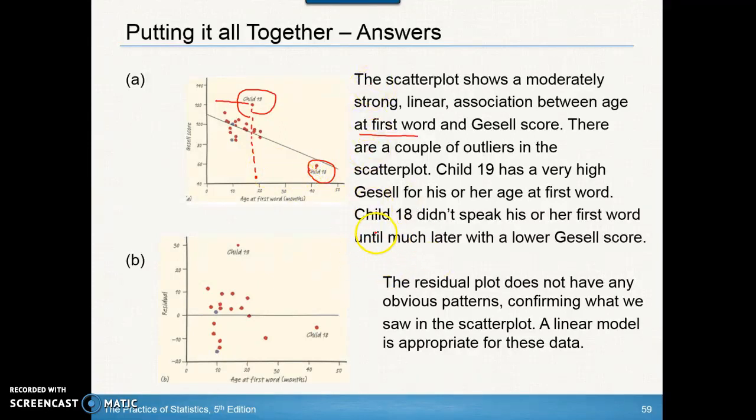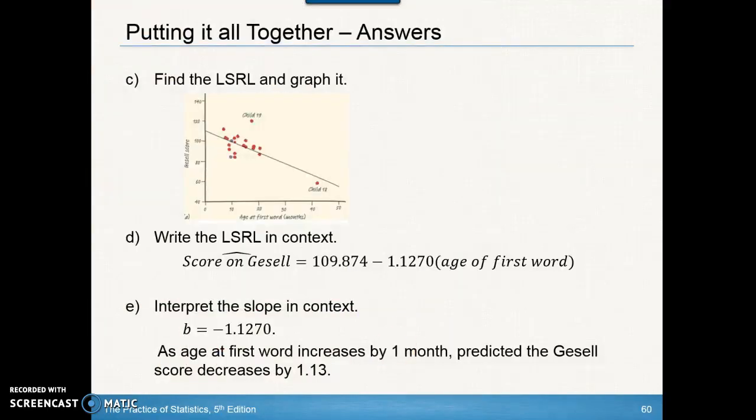The residual plot does not have any obvious patterns, confirming what we saw in our scatter plot. It looks linear, so a linear model is appropriate. Now, let's find the least squares regression line and graph it. You're going to get that from your graphing calculator. Here's your least squares regression line. The predicted score on the Gazelle is equal to 109.874 minus 1.127 times the age of their first word.